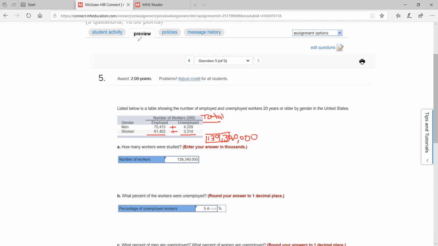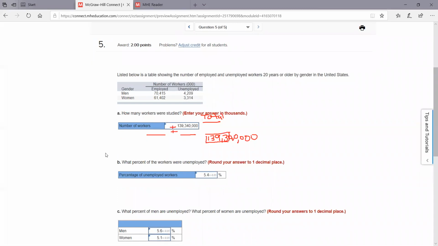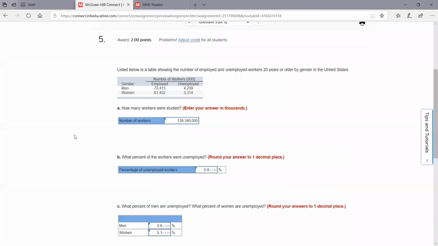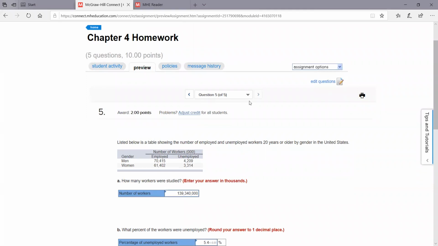And then they just want you to answer a couple of questions about percent of unemployed. Of course, for your percent of unemployed, I'll go ahead and just show you the calculations down below. And again, if you have a question on this one, just let me know. You're going to be dividing by your total in your population. Everybody who's unemployed, divide by that total. And then they want you to do, in this case, what percent of men are unemployed and what percent of women are unemployed. It's the same thing, 5.6 and 5.1%. And I think that takes care of your chapter 4 homework.